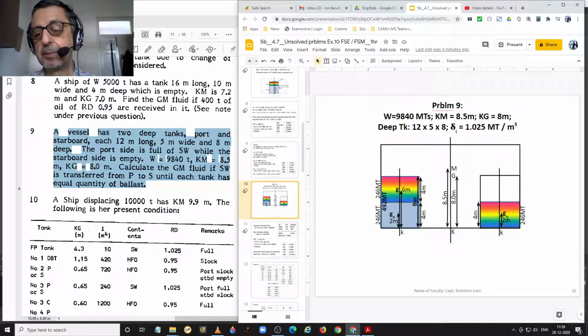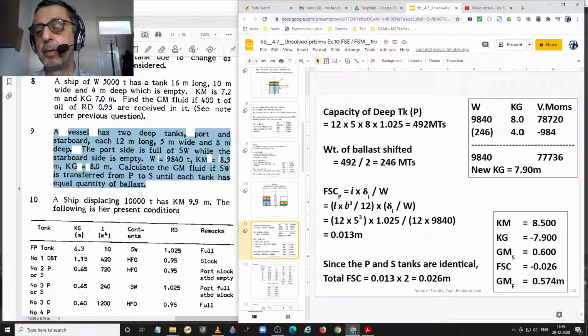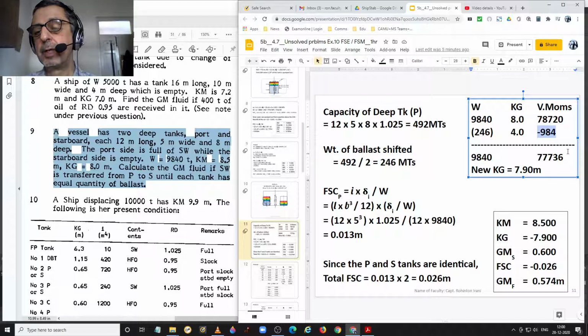And when it is transferred to the starboard side, its height is 4 meters. And its center of gravity on the starboard side will be 2 meters from the keel. Thus, its vertical distance from which it is transferred is 6 meters minus 2 meters, equal to 4 meters. And that is what we are using in this problem over here. This is the 4 meters, that is 6 meters minus 2 meters. Now, 4 meters multiplied by 246 gives us 984 vertical moments, ton meters. And we have to apply the negative sign because the weight is shifted downwards.